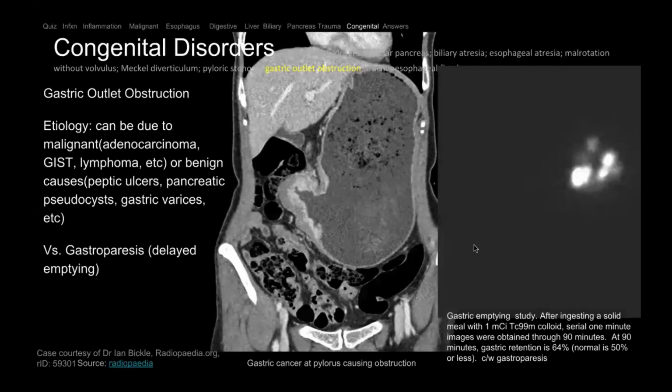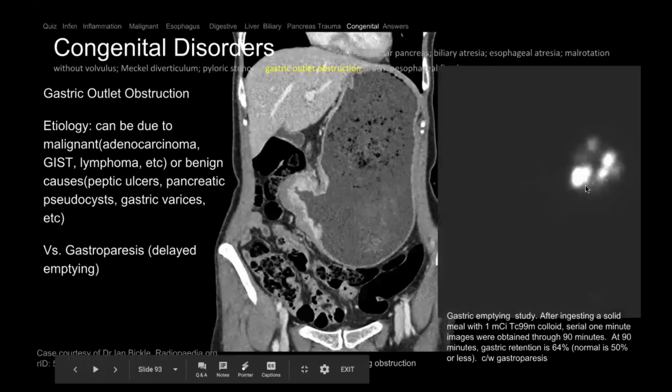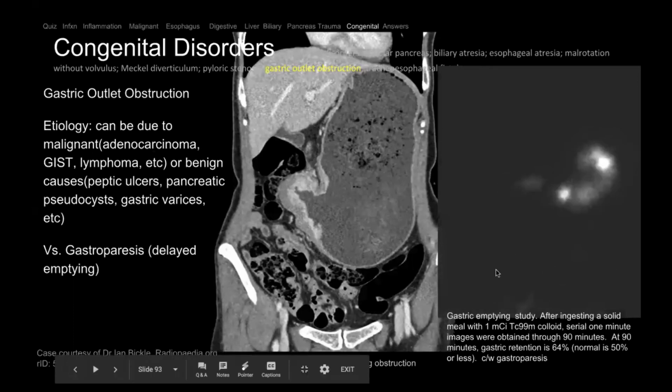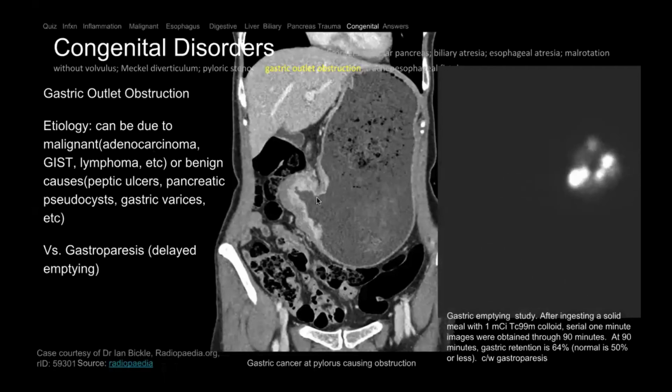This is a gastric emptying study. Patients eat a burger that is mixed with technetium colloid, and then we look at the gastric emptying. Here, it doesn't empty as expected after 90 minutes. So this is consistent with gastroparesis, which happens in diabetic patients, which is different from gastric outlet obstruction, where there's an obstructing mass or lesion. But they can have similar presentation of nausea and vomiting, although the underlying pathophysiology is different.